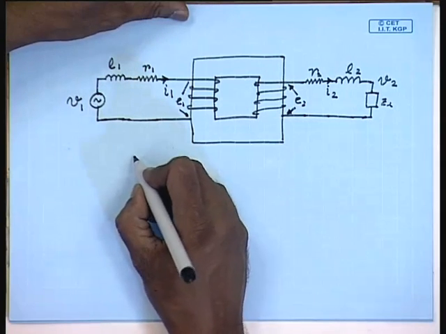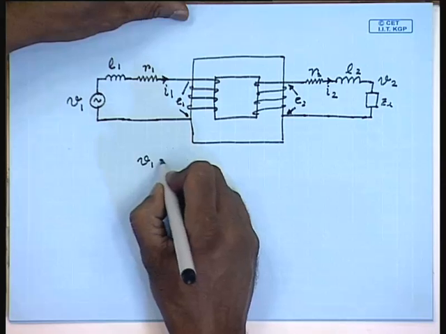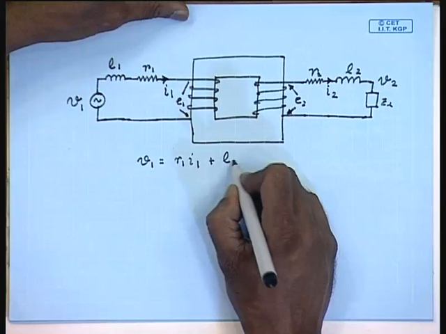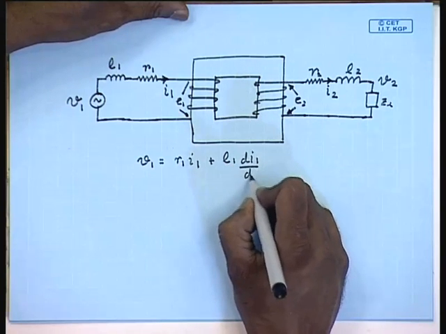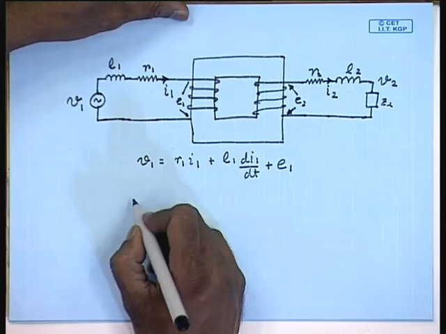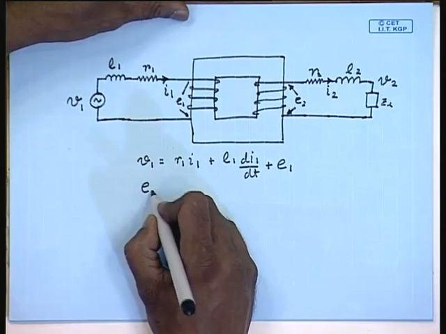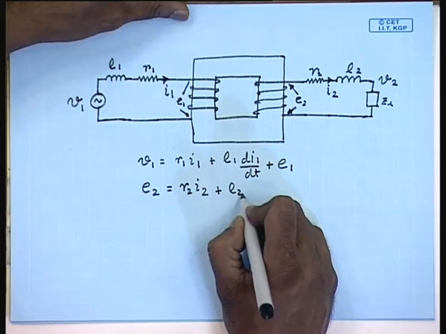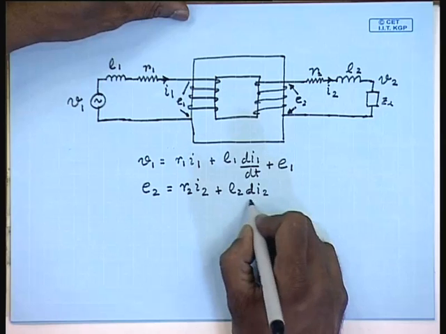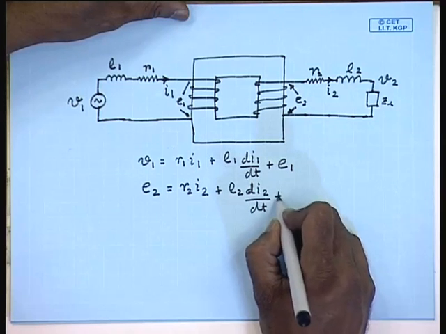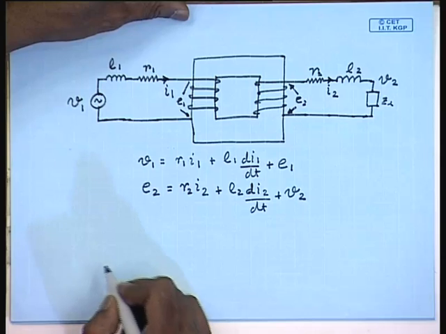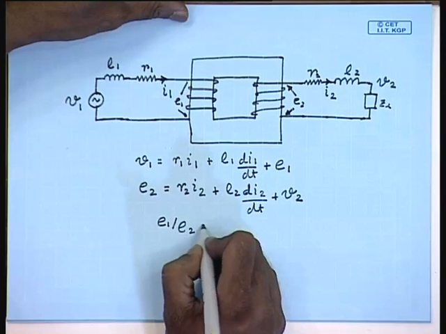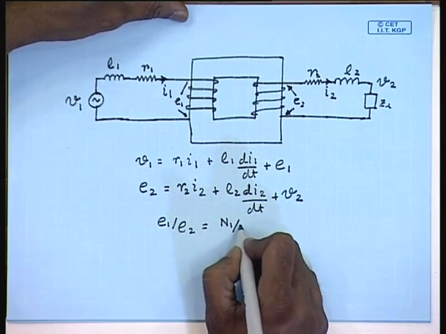Then we have seen V1 equal to R1 I1 plus L1 dI1 dt plus E1, and E2 equal to R2 I2 plus L2 dI2 dt plus V2. And as in the case of an ideal transformer, E1 by E2 equal to N1 by N2.